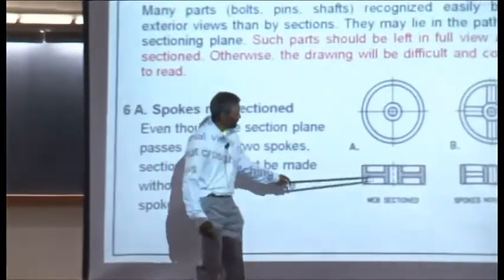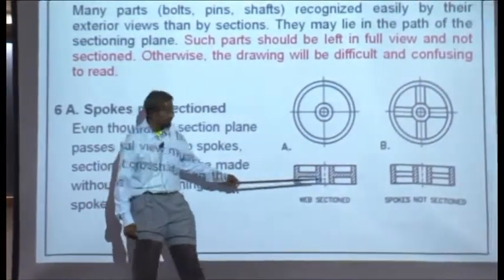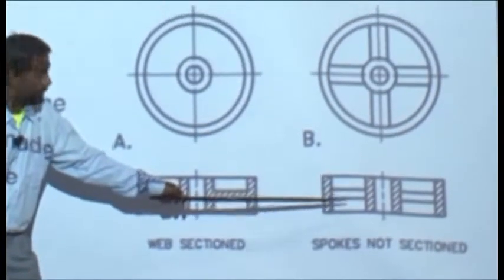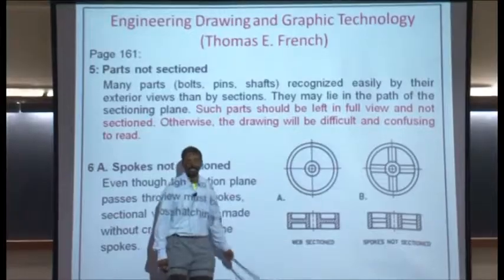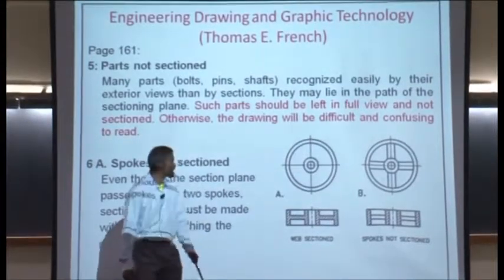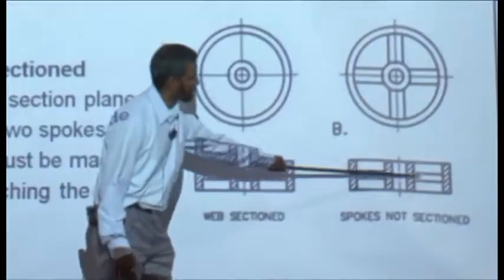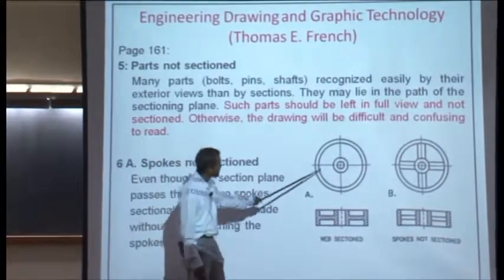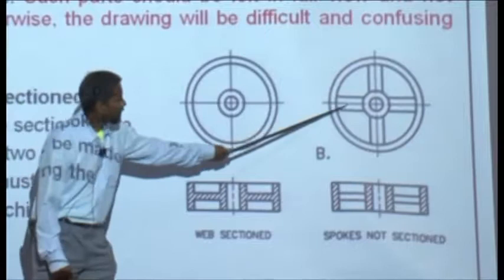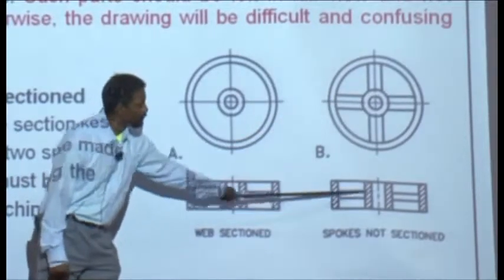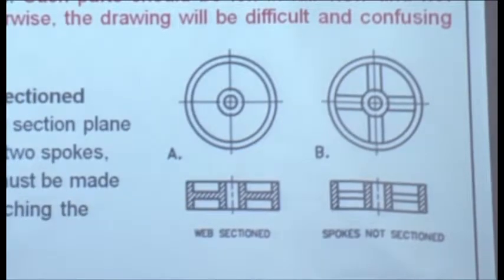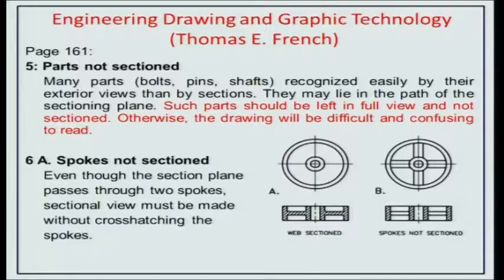So, this guy actually differentiates between a web and a spoke. If you section these spokes, these two figures will essentially be identical, and you will get an impression that this entire thing is actually a web, which is not true. So to differentiate between these two cases, where you have a web and where you have only these four spokes, the spokes are not sectioned, whereas the web is sectioned.